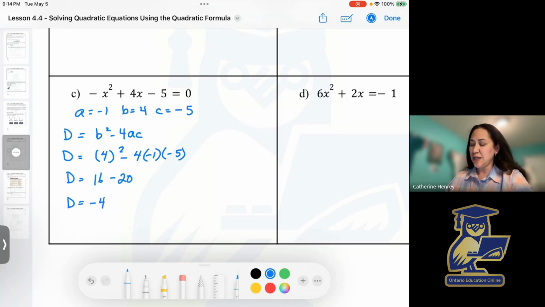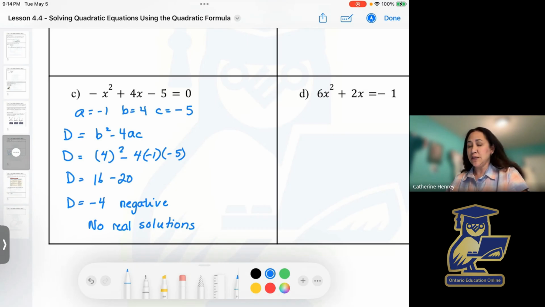So since it's negative, we have no real solutions. So on a graph, this would look like a parabola that doesn't touch the x-axis at all.